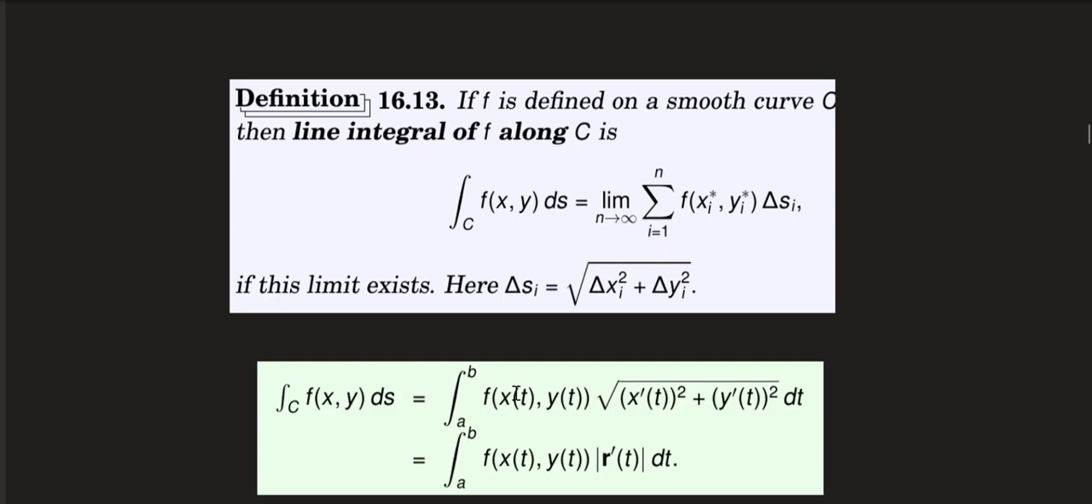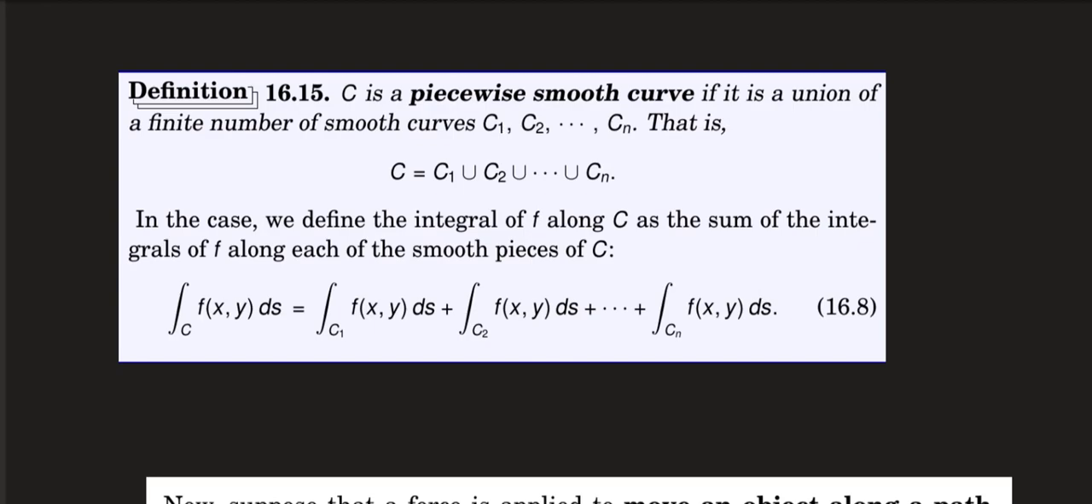And for the curve C, which is parameterized as x(t) and y(t), we just compose f with the curve C and multiply by ds, which is equal to the square root of x prime squared plus y prime squared dt.